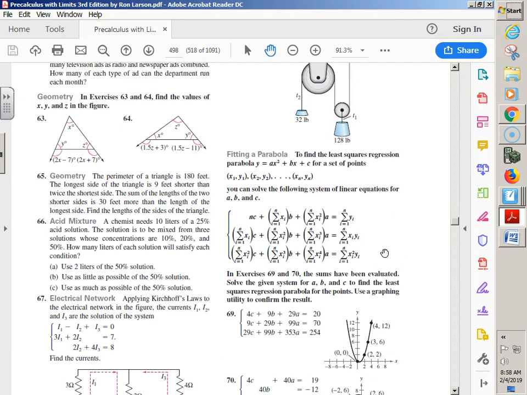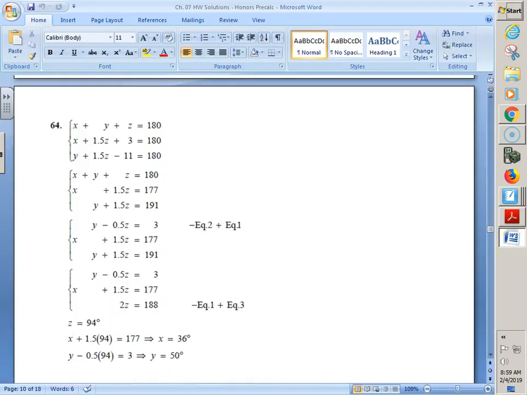Did you guys do x plus y plus z is 180? Good. Did you do x plus 1.5z plus 3 is 180? And 1.5z minus 11 plus y is 180? Okay. What do you do with that information? Well, wouldn't you have subtracted the 3 and added the 11? That's what I would have done. And then put your x's and your y's and your z's.